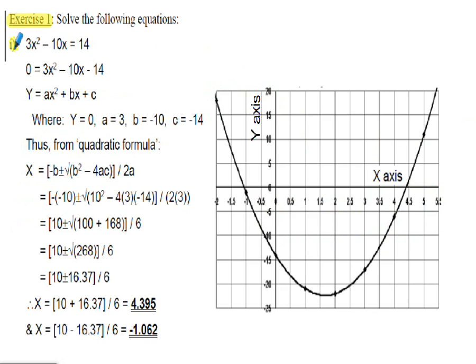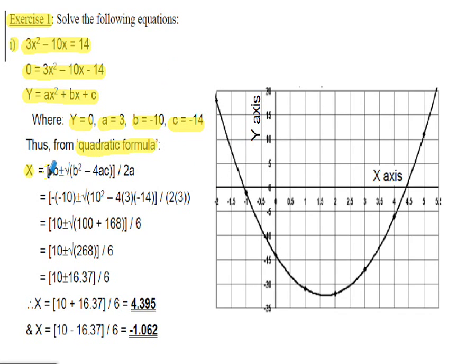Exercise 1, part 1 solution. We were given the quadratic equation 3x squared minus 10x equal to 14. We simply rearrange the equation so it equates to 0, with all the terms on one side. In other words, we're going to take 14 from both sides of the equation. That's now the form y is equal to ax squared plus bx plus c, where in this case y is equal to 0, a is equal to 3, b is equal to negative 10, and c is equal to negative 14. We're going to use the quadratic formula to solve for the two values of x.